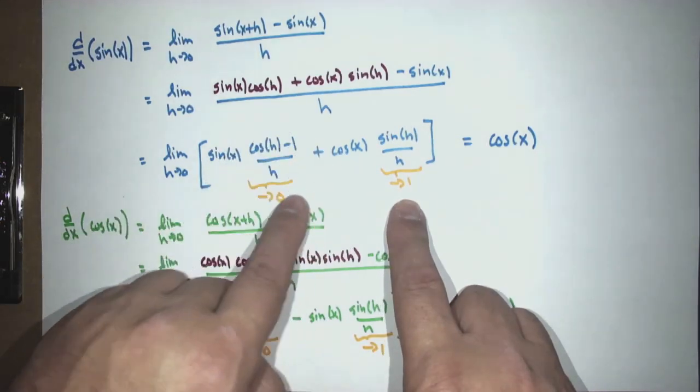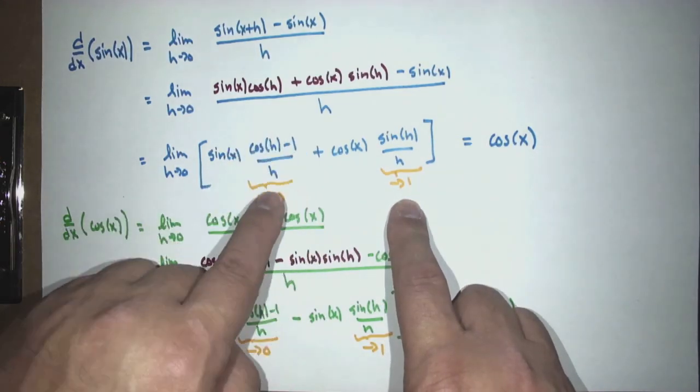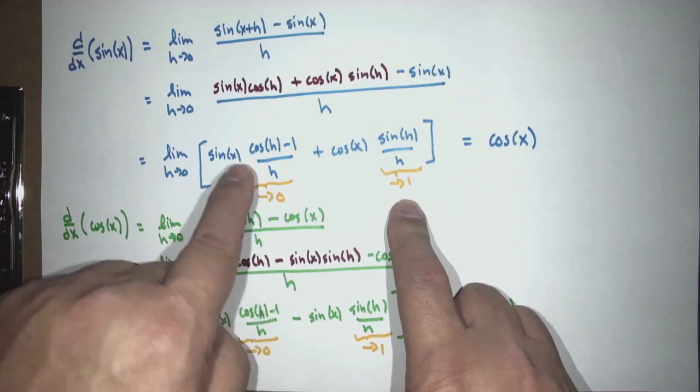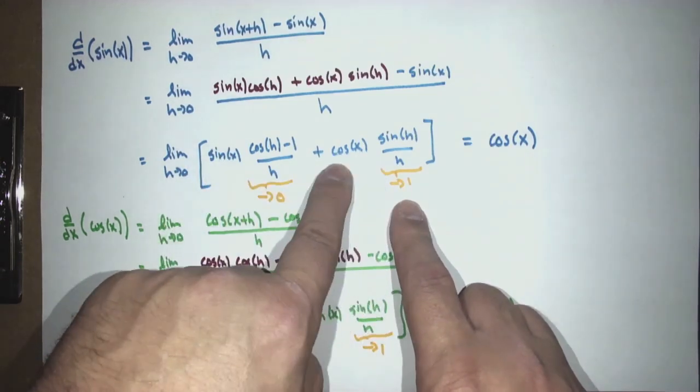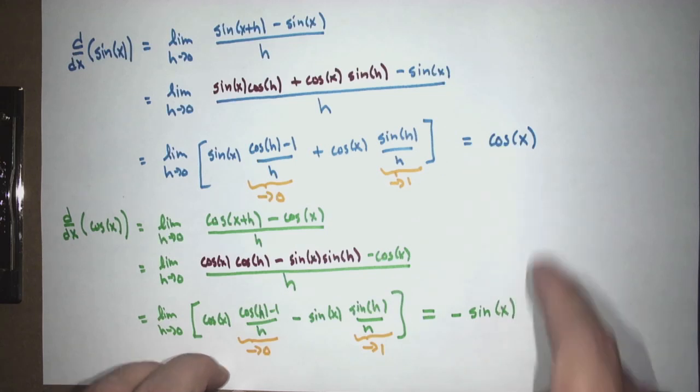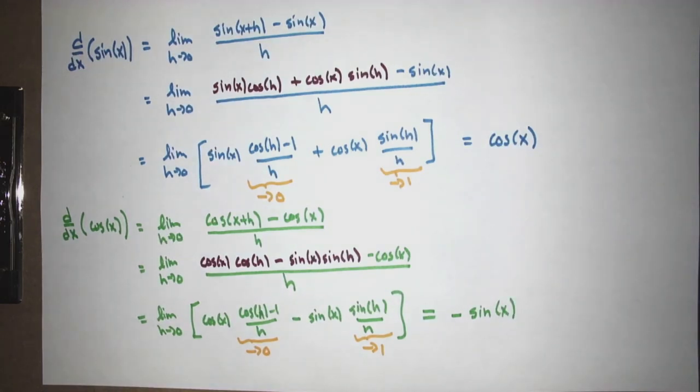Well, we know these limits. Cosine h minus 1 over h goes to 0, so this goes to 0 times sine of x. Sine of h over h goes to 1, so it's 1 times cosine of x. So the output is cosine of x. So the derivative of sine is cosine. That's nice. Beautiful, beautiful.